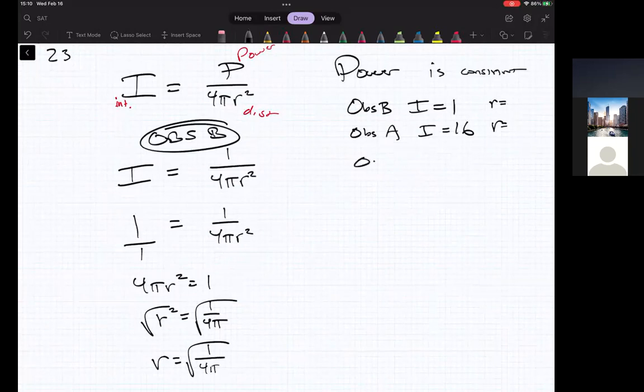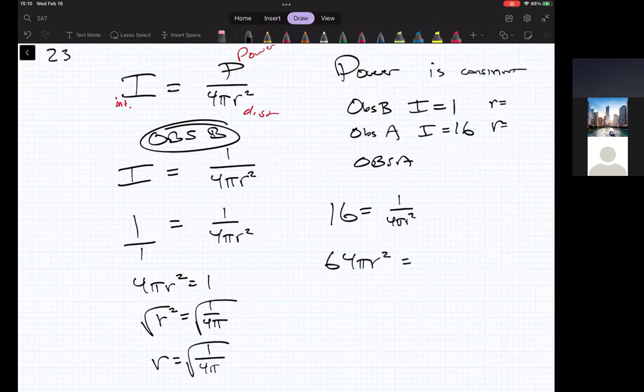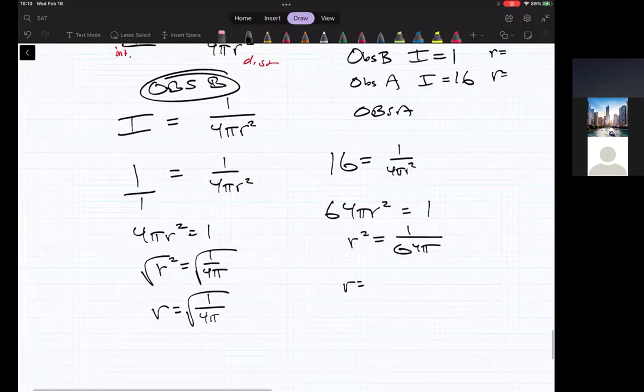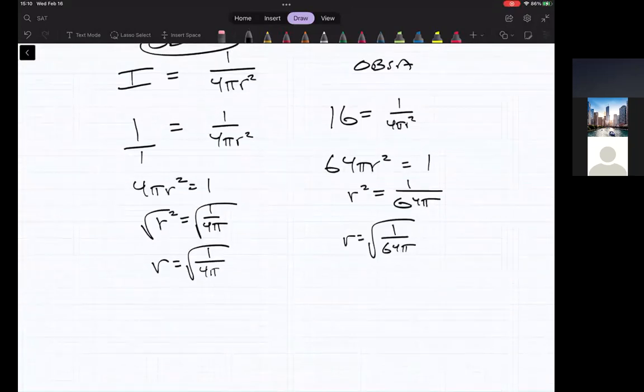Okay, what about observer A? Well, then I get 16 times the intensity, 1 over 4 pi r squared. So then I get, that's going to be a big number, 64 pi r squared equals 1. So then I get, let's see, r squared equals 1 over 64 pi, because I got to divide since it's multiplied. And then if I get r, it's the square root of 1 over 64 pi. Okay. Well, how do these two things compare to each other? What's the ratio of observer A is what fraction of that of observer B?